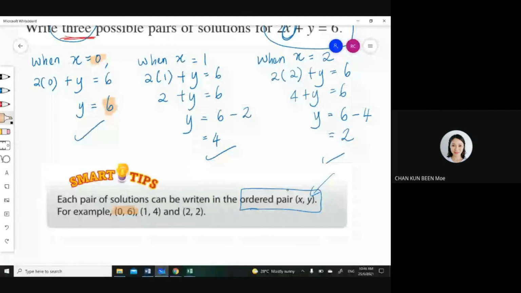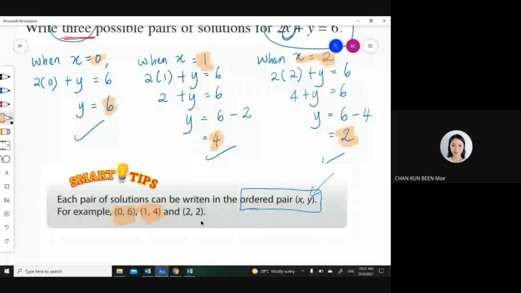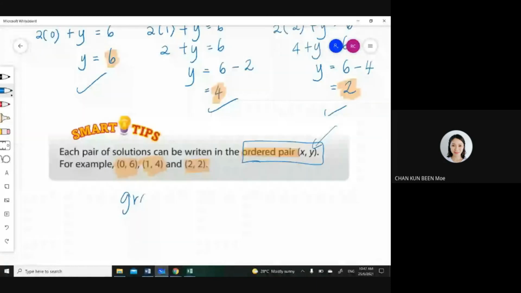Okay, now you look at the second one. The x is 1, the y is 4. So we can write down it as 1, 4. And the third one here, the x is 2, the y is 2. So we can write as 2, 2. Are you okay? Yes. Yes, we call this ordered pair. Okay. It is useful later on when you want to draw your graph. So I need to let you know, but then we are going to learn this in the next lesson.